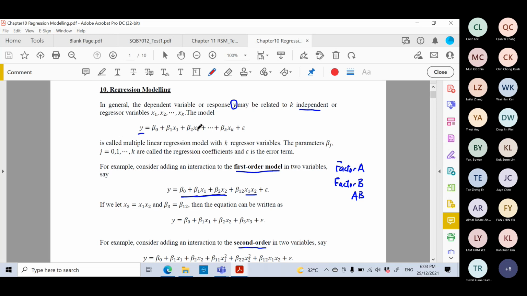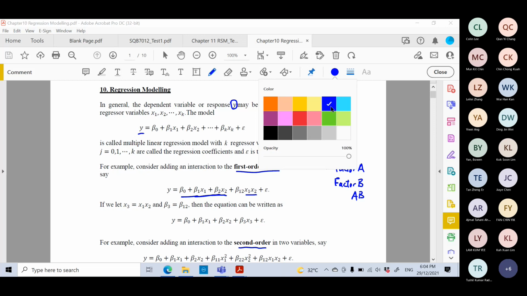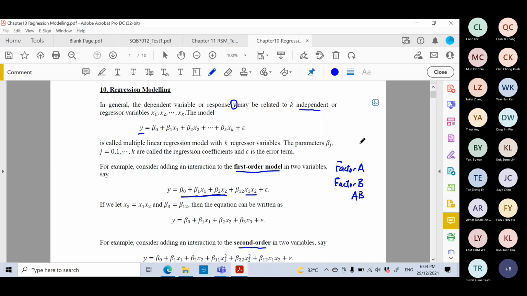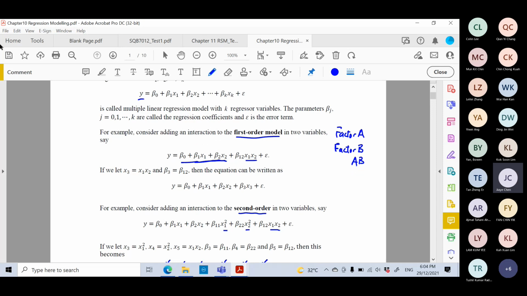If you add the interaction term to the first order model, you get another type of model, where you have x1, x2 and x1x2. This is related to the design of experiments we studied before, where you consider factor A, factor B, and the interaction factor AB. This is all related to the design of experiments, where we want to write down the equations.